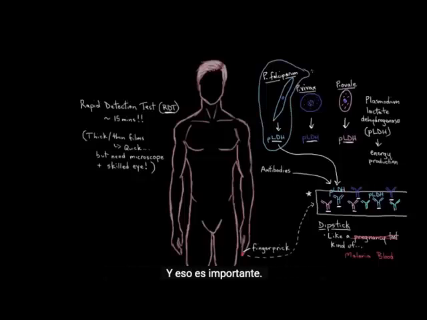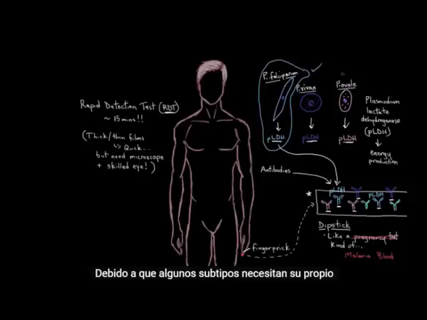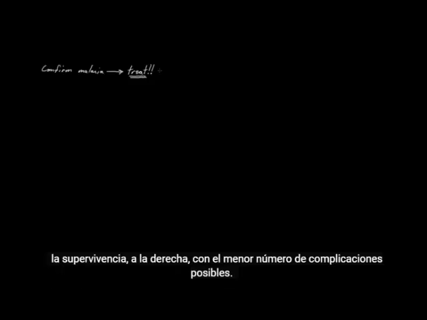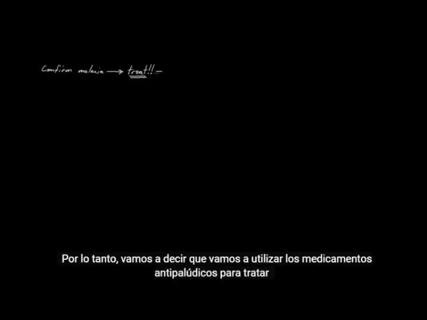And that's important, because some subtypes need their own special kind of treatment for us to completely remove them from our system. So once malaria has been confirmed by lab or biochemical diagnosis, treatment has to start right away to give the person the best chance of survival, with as few complications as possible. So let's say we're going to use anti-malarial drugs to treat the disease.